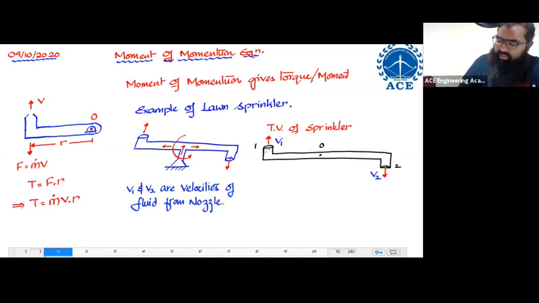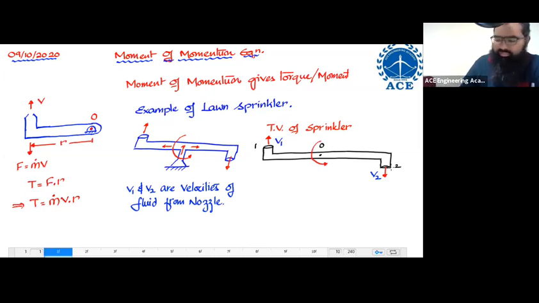Let us say because of these velocities, the sprinkler is experiencing some angular motion over here. Please listen carefully. It is very simple. The problem is this topic is not discussed in almost any book. Very few books have discussed this topic, and that too in detail. So try to understand it over here itself.